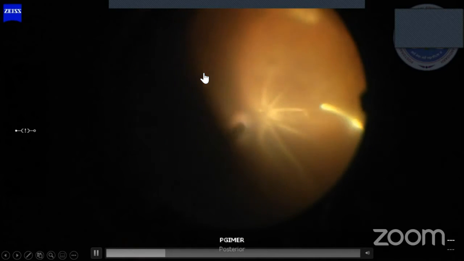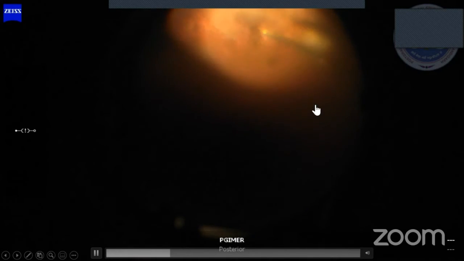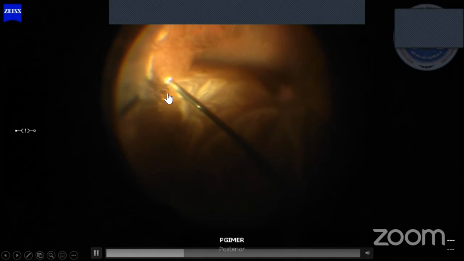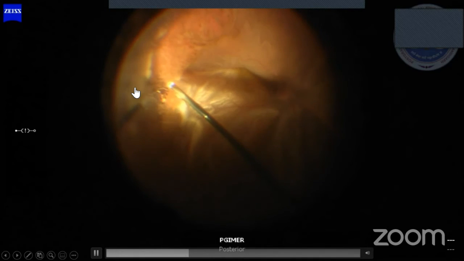You can see this whole sieve-like retina over here. Almost 270 degrees of the peripheral retina was involved. And here you can see very clearly this thin necrotic sieve-like retina.